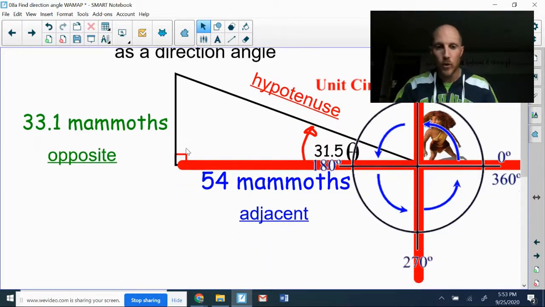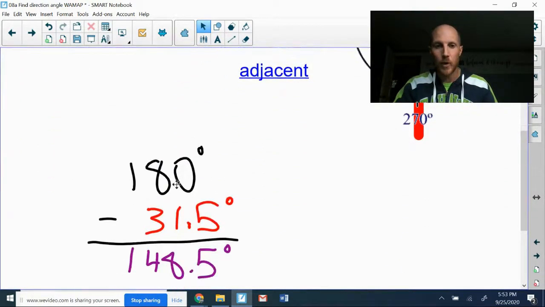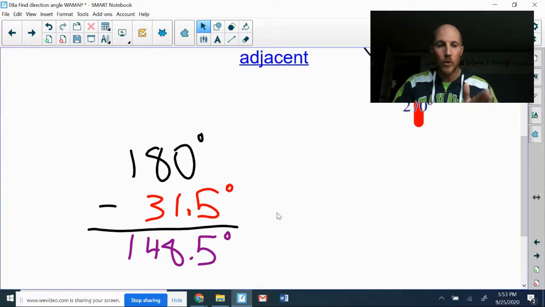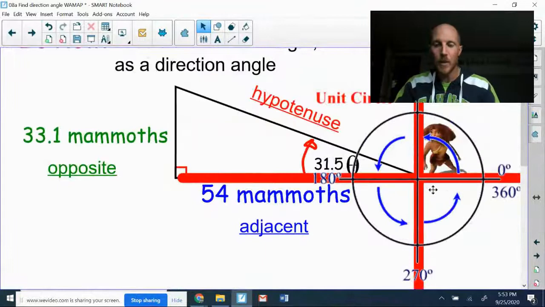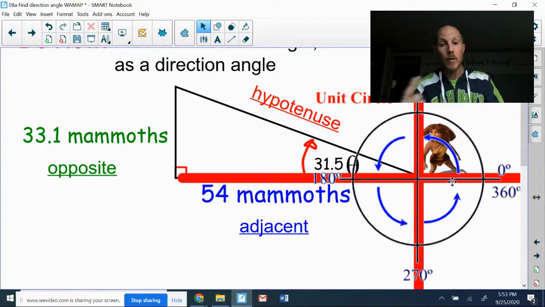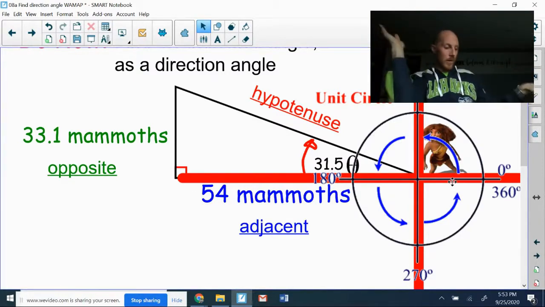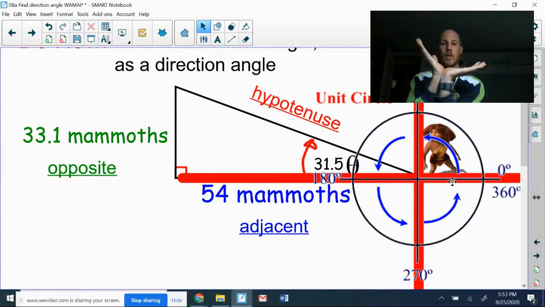Okay, so I got some workspace down here. I took my 180, I subtracted the 31.5. 148.5 degrees is the direction angle. Okay, so 148.5. If Eep had started from the positive side of the x-axis and measured her angle all the way around to that vector, you kind of get a sense of the angle between my hands there. 148.5 degrees. There it is.